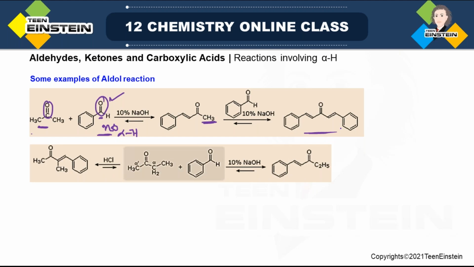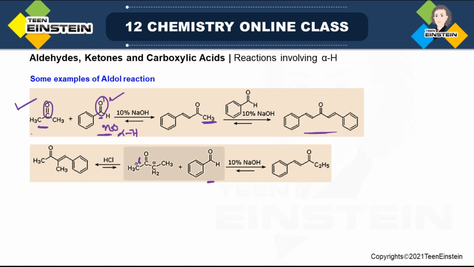Next reaction, we have taken again benzaldehyde. So here we do not have any alpha hydrogen, so no question of carbanion generation. The carbanion will be generated from the other carbonyl compound. Now in the previous example, the carbonyl compound is symmetrical, but in this case it is not symmetrical. You have 2 alpha positions. So see, this is one alpha position, this is the alpha prime position, so that you can differentiate.